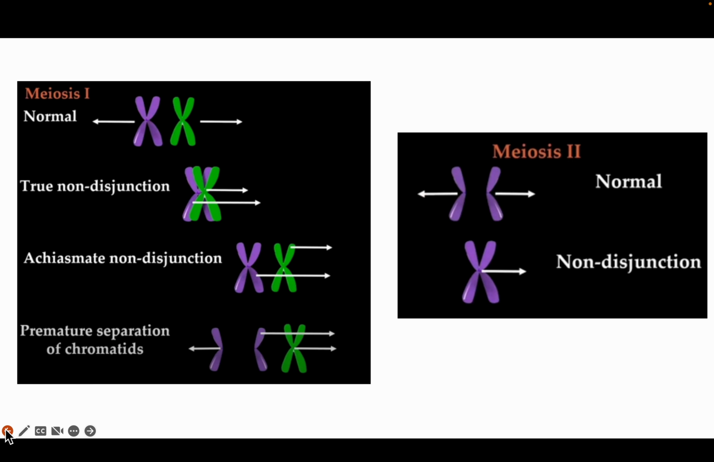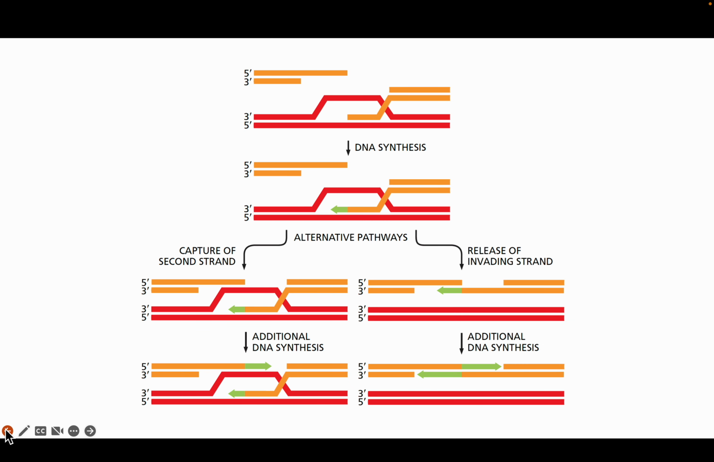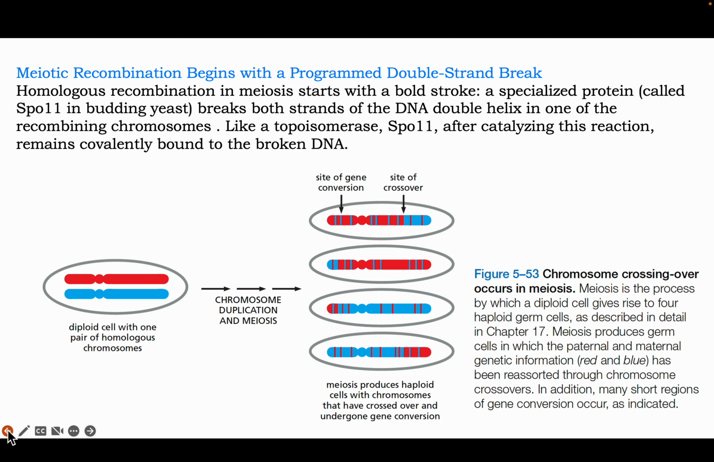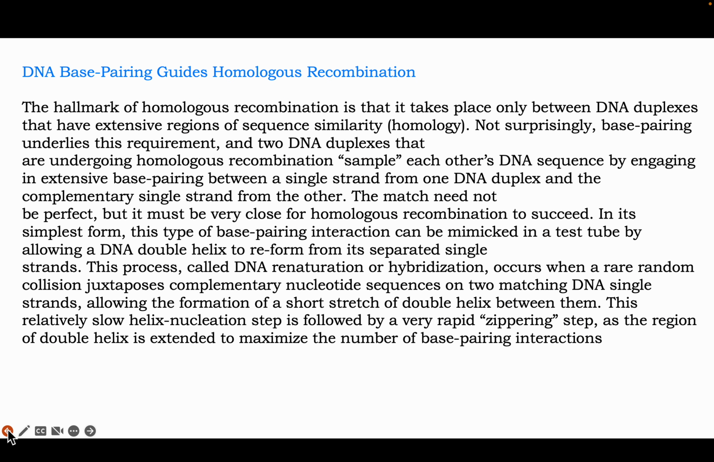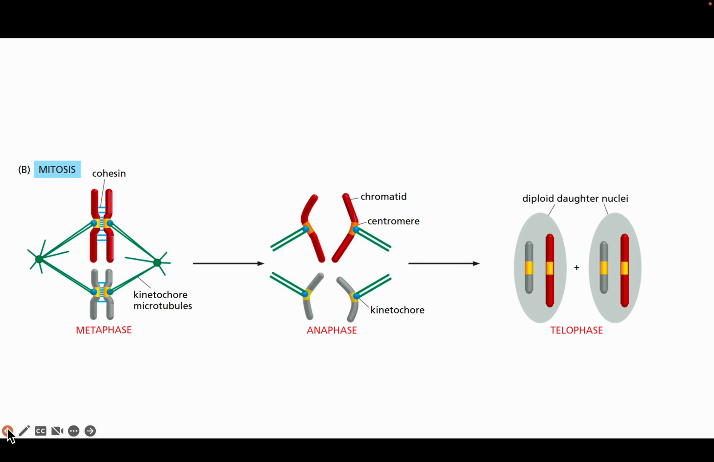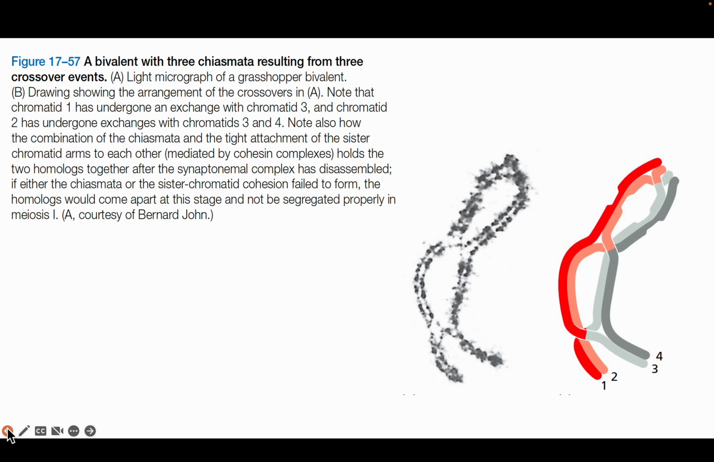So this is all about meiosis: how it differs from mitosis, how homologous recombination is important for meiosis, what crossing over is, what chiasma is, and what the synaptonemal complex is.